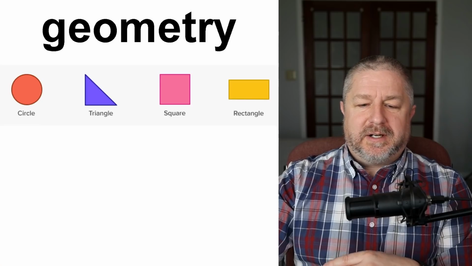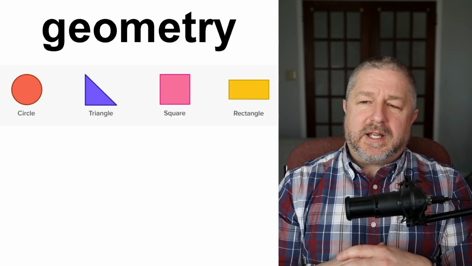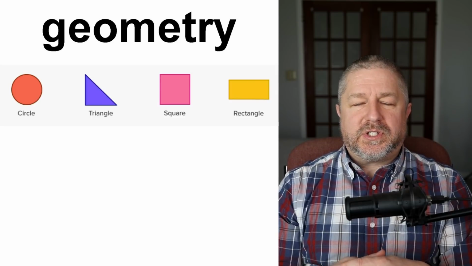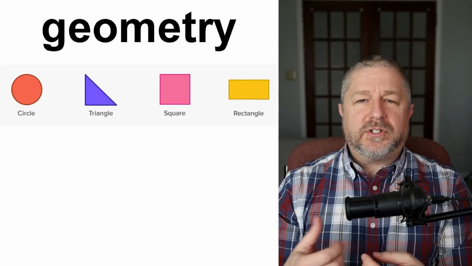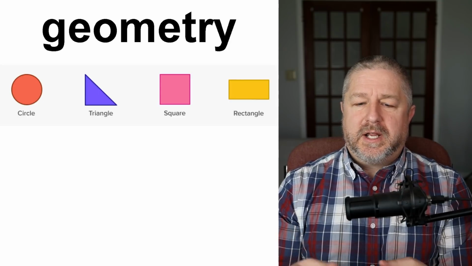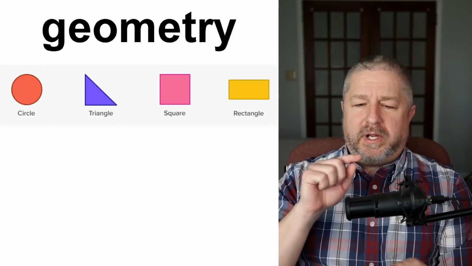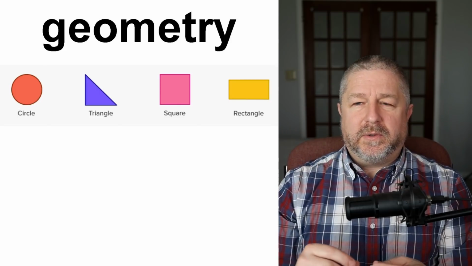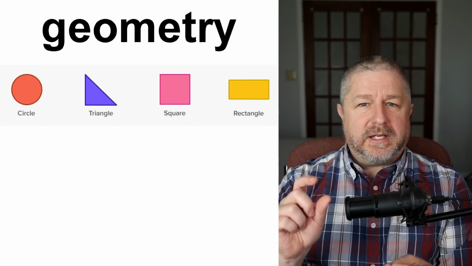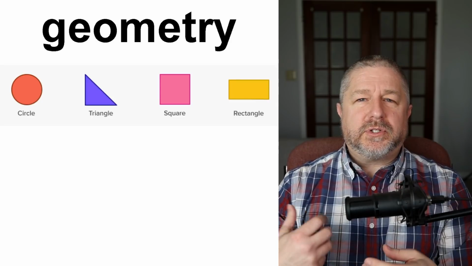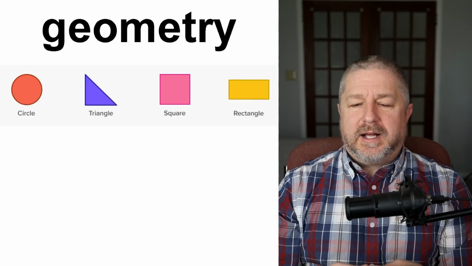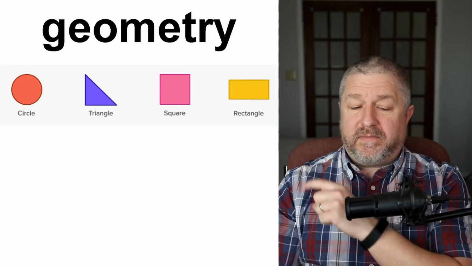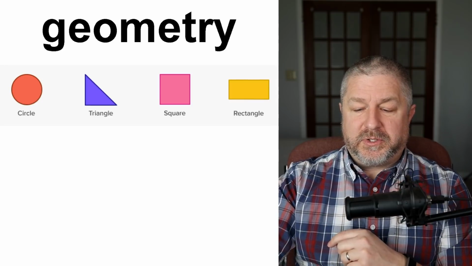We also have geometry. Let me make this a bit bigger. Geometry is an area of mathematics where you're studying shapes. So you're studying circles and triangles and squares and rectangles. You're learning about perimeter and area, and you're learning about diameter and radius and those kinds of things. So geometry is the study of shapes. This was also one of my favorite types of math. Geometry was a lot of fun.